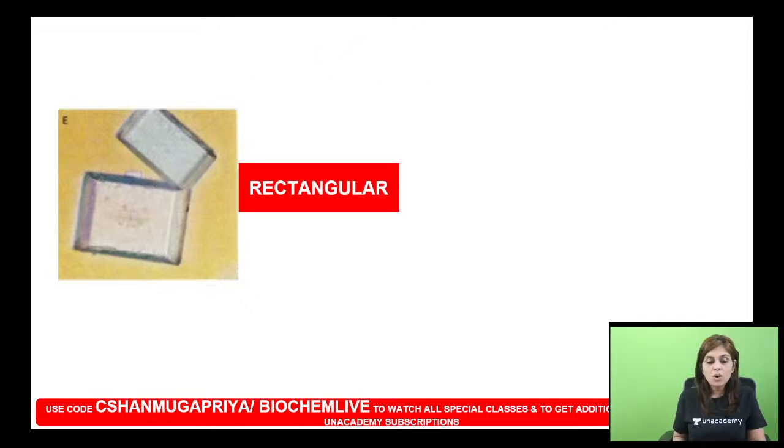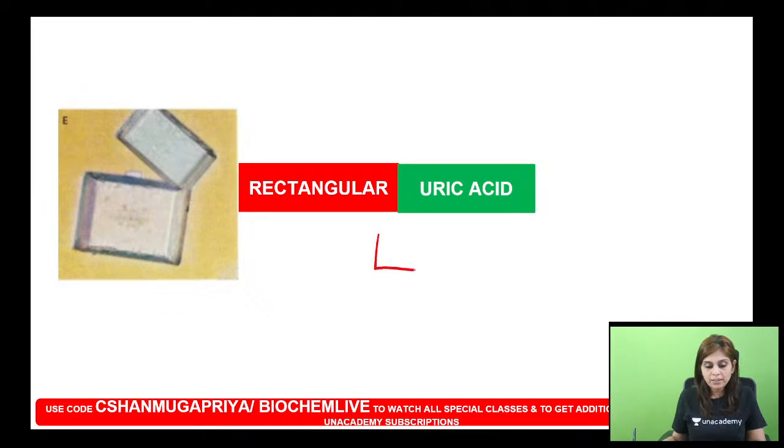And then how do we describe this? Can we describe this as rectangular? Yes, this is rectangle and this is rhomboid. So rectangular or rhomboid crystals are features of uric acid crystals. How do we remember it? Uric, U is written like this, right? So when you close it, it is rectangular, or U can be written like this, so it is rhomboid. So rectangular or rhomboid crystals are features of uric acid crystals, found in hyperuricemia.